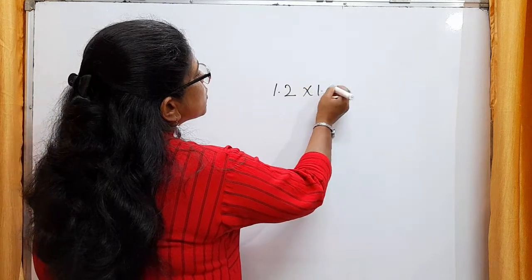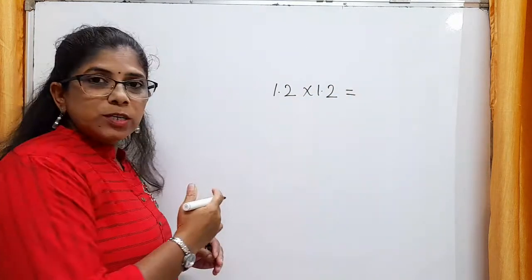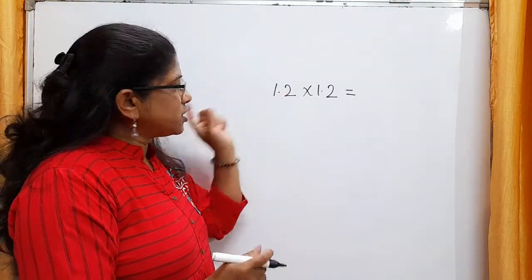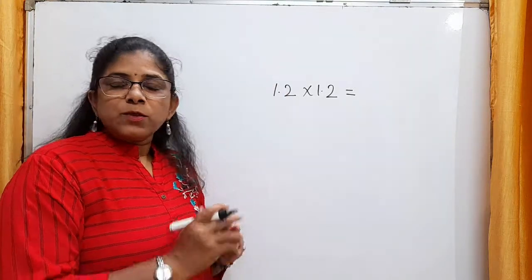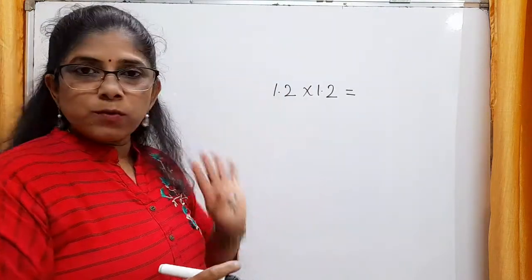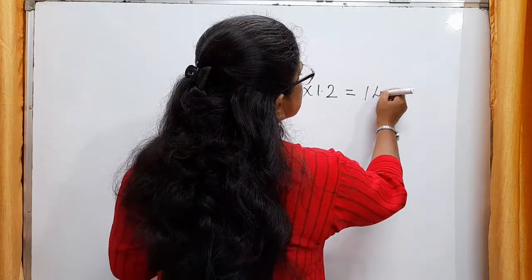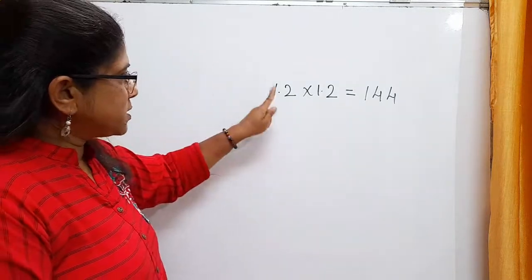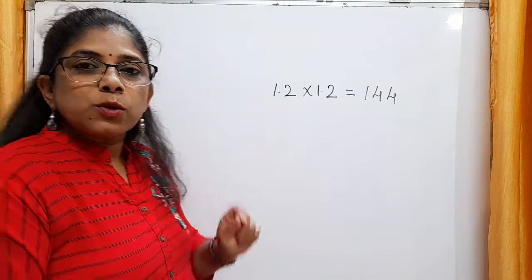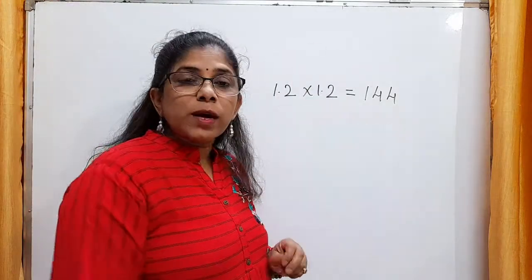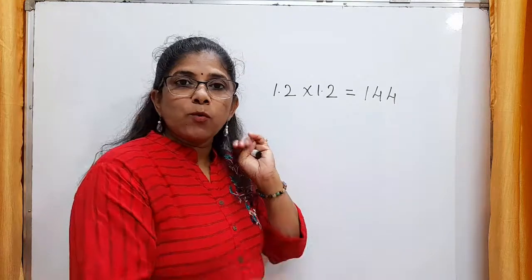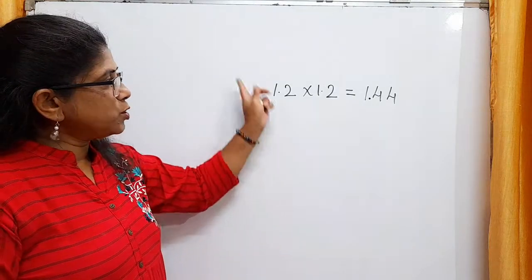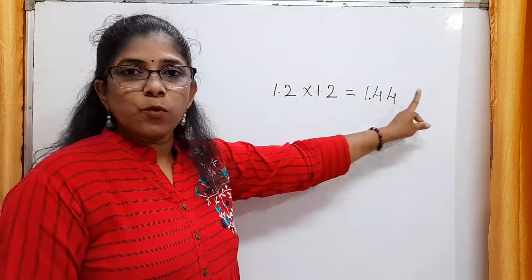1.2 into 1.2. Now here we have one digit after the decimal point. So first what we have to do, write the square of 12. Square of 12 is 144. Now we have one digit after the decimal point in this number. So the digits after the decimal point in its square are going to be 2, double of it. So the point is going to come here. 1.2 into 1.2 is 1.44.